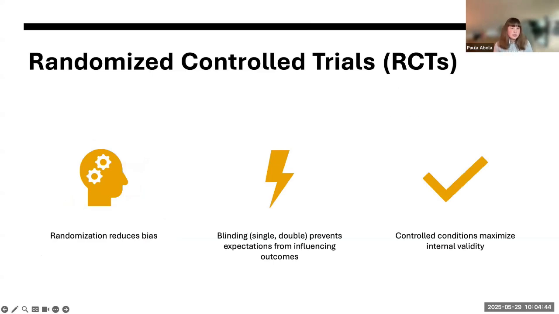So some key features of randomized controlled trials are, firstly, randomization, as also said in the name, which reduces bias. This is very important because we don't want healthier or more motivated people to accidentally end up more often in one group than the other group. And randomization ensures that known and, more importantly, unknown factors that could influence the outcome are distributed equally between groups.